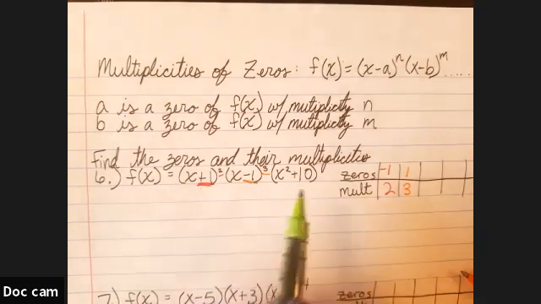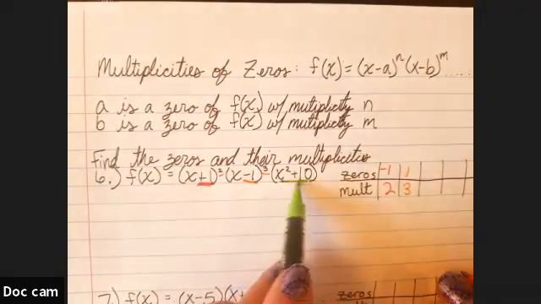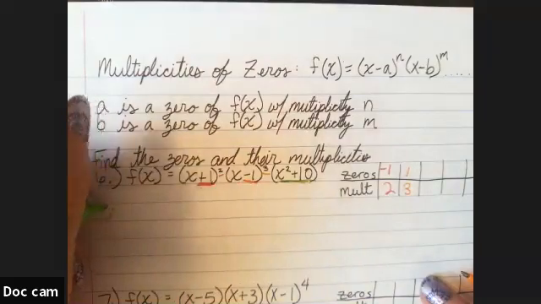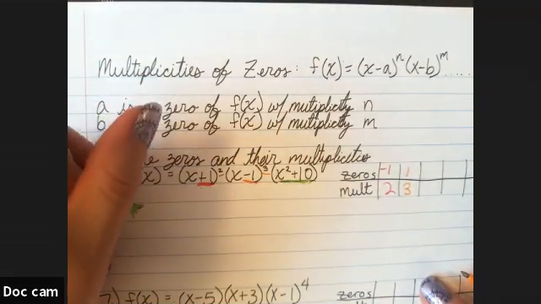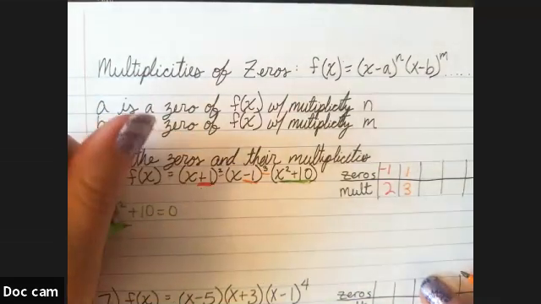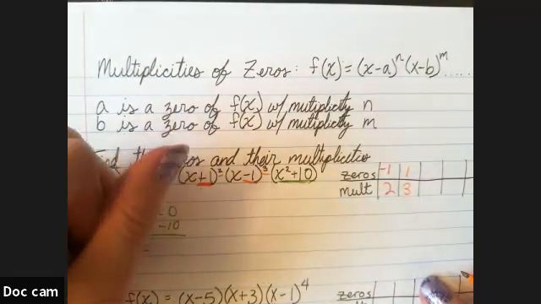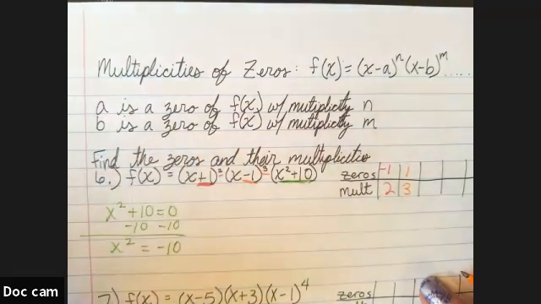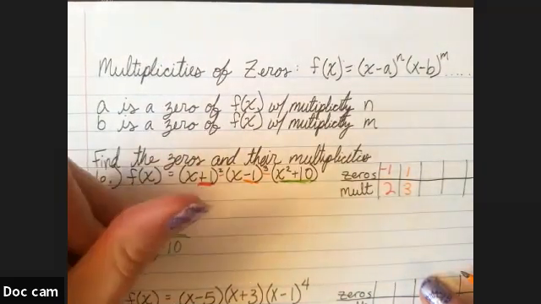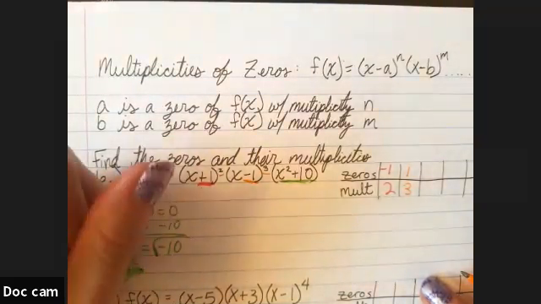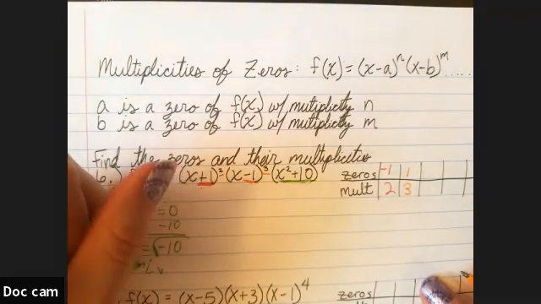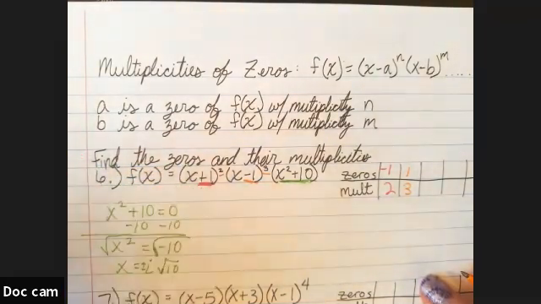And then here, we would need to set this equal to 0 and solve for x. So x squared plus 10 equals 0. Subtract 10 from both sides. So x squared equals -10. Take the square root of both sides. So x equals plus or minus i times the square root of 10.